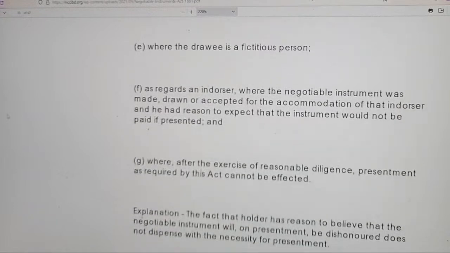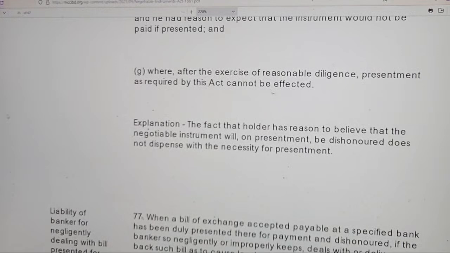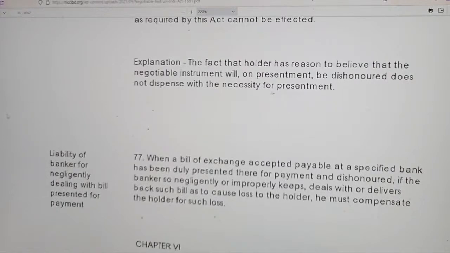E. Where the drawee is a fictitious person. F. As regards an endorser, where the negotiable instrument was made, drawn, or accepted for the accommodation of that endorser, and he had reason to expect that the instrument would not be paid if presented. And G. Where after the exercise of reasonable diligence, presentment as required by this Act cannot be effected. Explanation. The fact that the holder has reason to believe that the negotiable instrument will, on presentment, be dishonored does not dispense with the necessity for presentment.